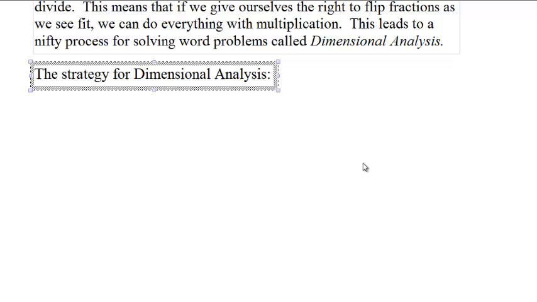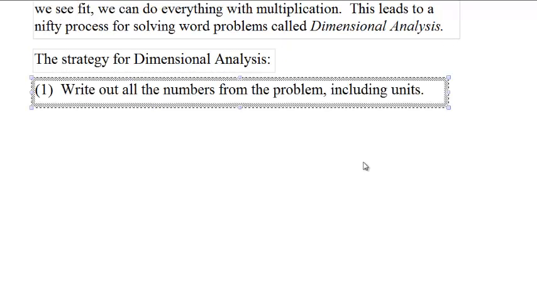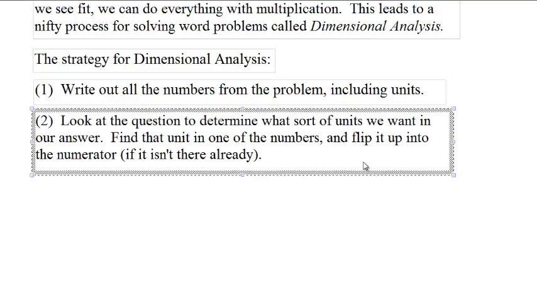The strategy for dimensional analysis basically has 4 steps. Step 1, write out all the numbers from the problems, including their units. And remember that the word per means divided by, means you definitely have a fraction. Step 2, look at the question. Where's the question mark? What sort of units do you want in your answer?